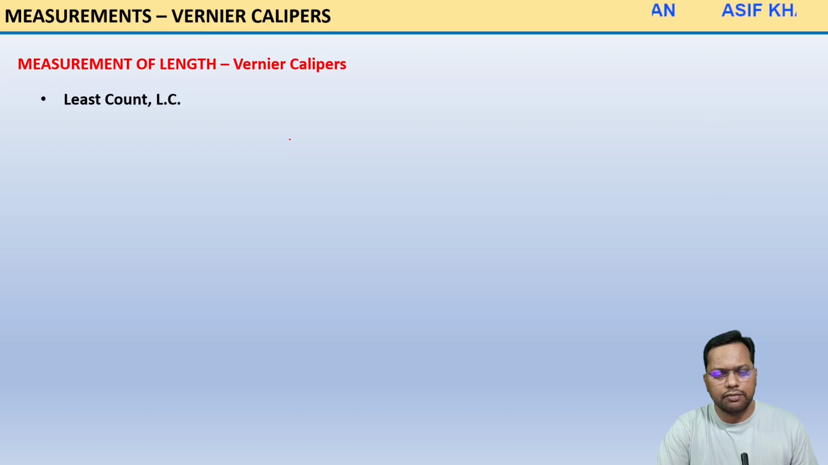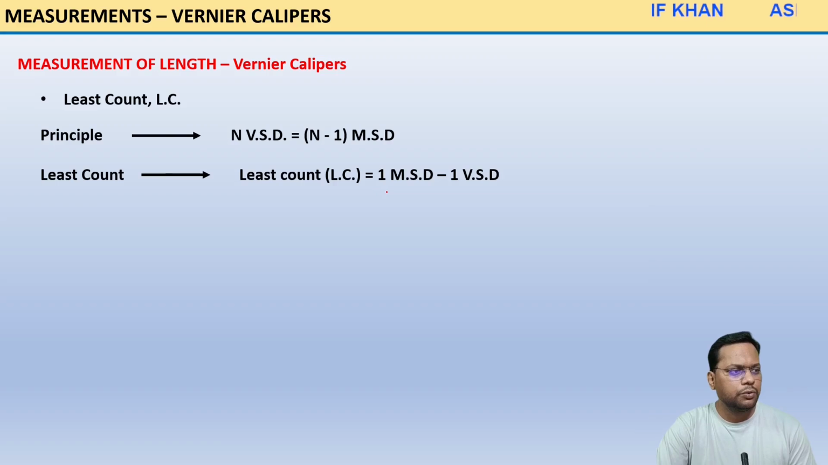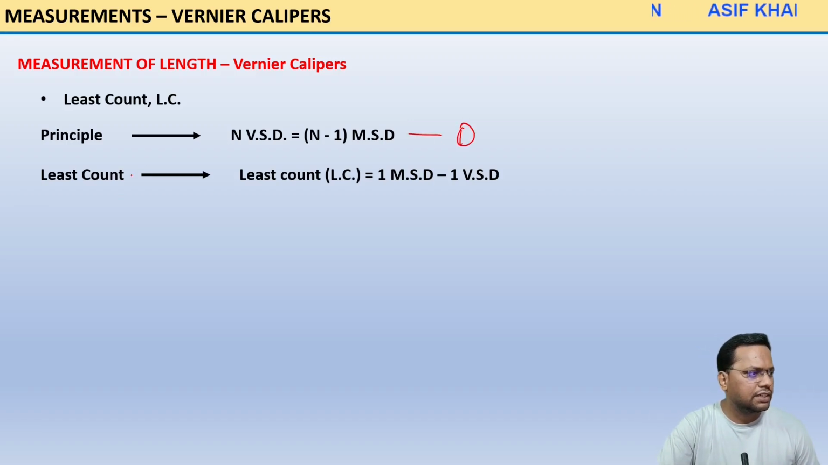Now we find the least count expression in simplified form. For that, we take the principle of the Vernier calipers. The principle is n Vernier scale divisions is equal to n minus 1 main scale divisions. And we also take the least count formula, equal to 1 main scale division minus 1 Vernier scale division. Now from the first expression, we can find out what 1 Vernier scale division is.